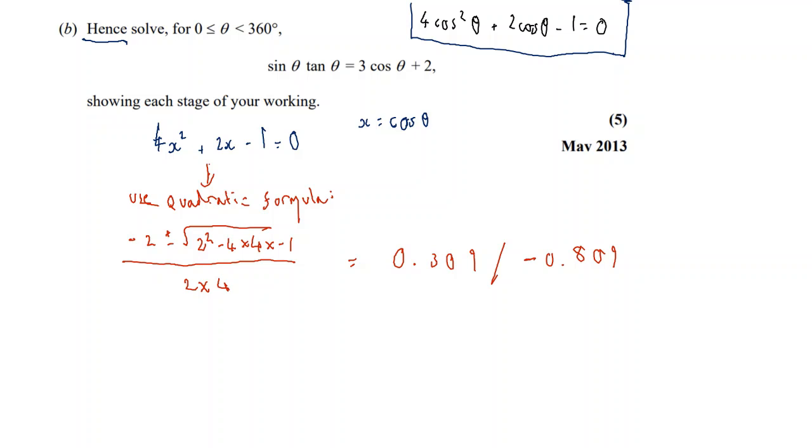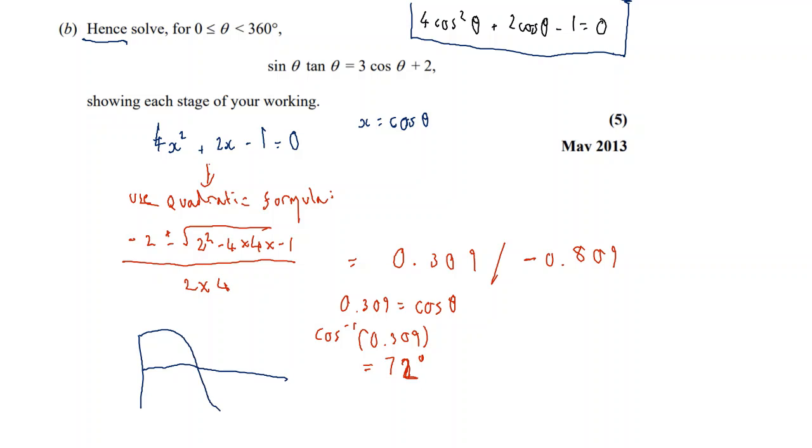So either x equals 0.309, so 0.309 equals cos theta. To find theta, which is what we're trying to find, we're going to do cos minus 1 of 0.309. I put that into my calculator and I get 72 degrees, almost exactly. So that's quite handy. So 72 degrees. Before we get on to solving the other version, we need to sketch out our cos graph and find any other values. So our cos graph is in the range 0 to 360, so nice and straightforward.